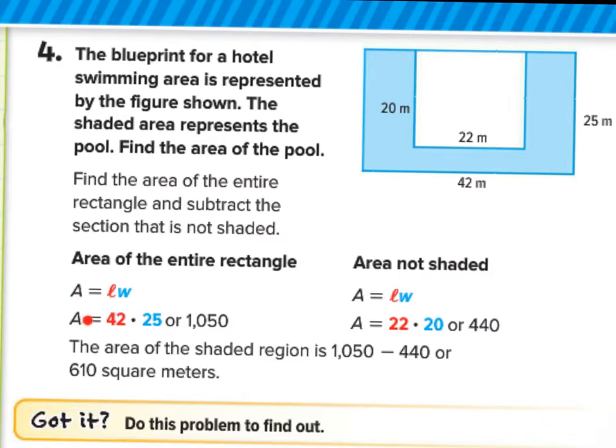You solve for the entire area, this large one, 42 by 25, and you get 1050. And then the part that's not shaded is 22 by 20. So you see 22 by 20 is 440. You take the large amount and subtract the smaller amount from it, and you get 600 square meters. And that's just this blue shaded area, 610 meters.